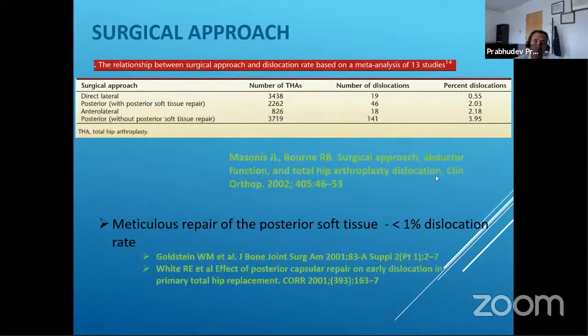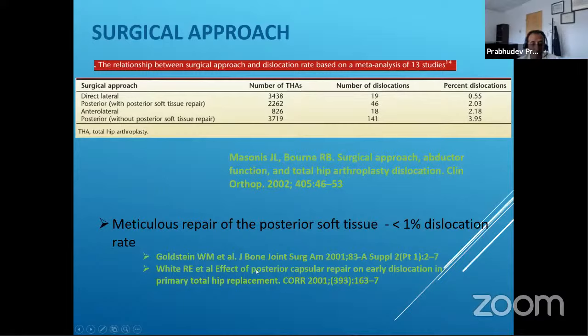Surgical approach has been studied by many authors. This is an older study, a meta-analysis by Masonis in 2002. This was the time when direct anterior approach was not used commonly. They demonstrated that direct lateral approach had the lowest incidence of dislocation of about 0.55%, and posterior approach without posterior soft tissue repair had the highest incidence of dislocation, close to 4%.